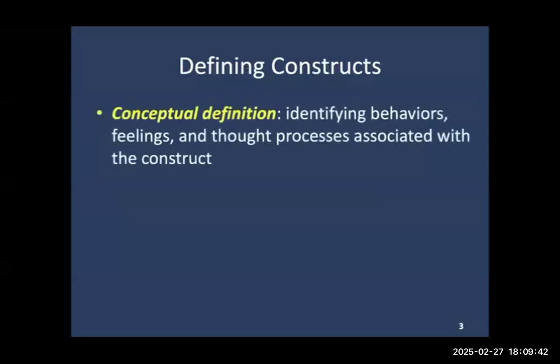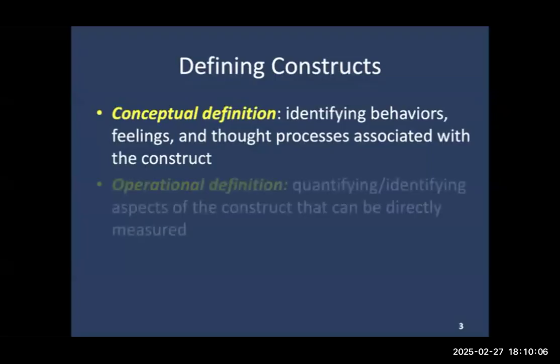So when we define constructs, we have two types of definitions. We have conceptual definition, and that's generally looking at or describing behaviors, feelings that are associated with the construct. When people are happy, they laugh, they have a positive affect, they seem to be joyful, like all these kind of things. Now, that's conceptual.